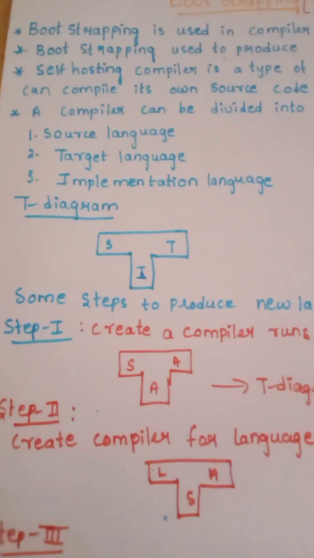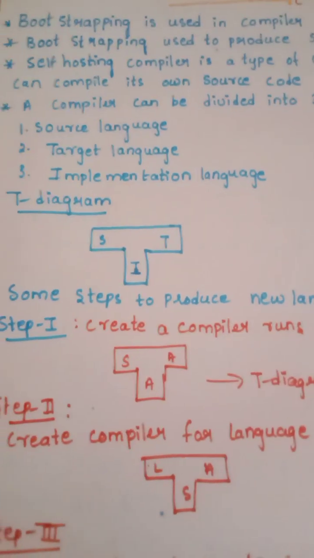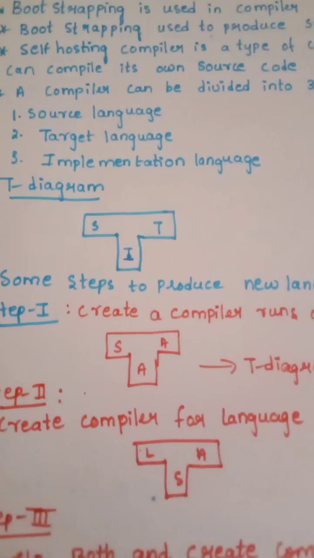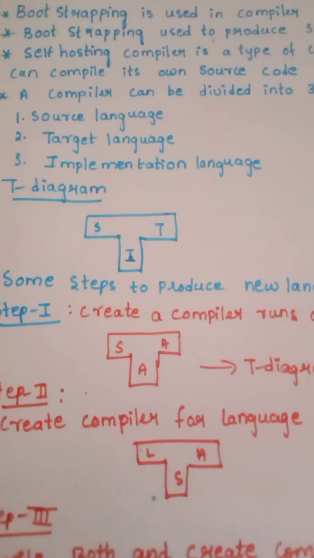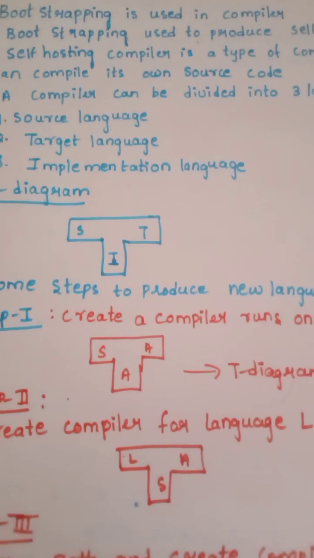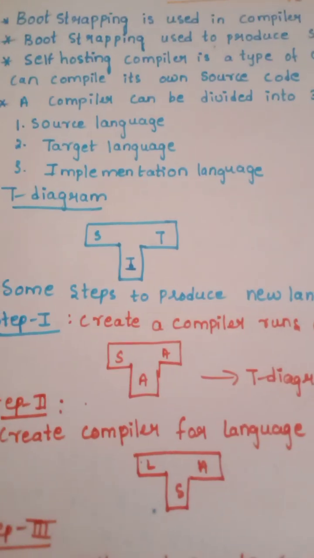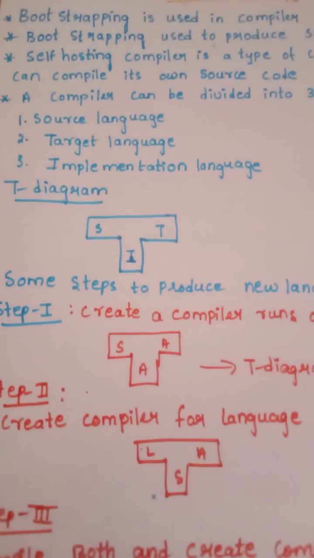Okay, so let us see. This compiler can be divided into three languages. What are the three languages? The first is the source language, which is the initial state, the target language, which is the final state, and the implementation language, which we will implement here by using some techniques.